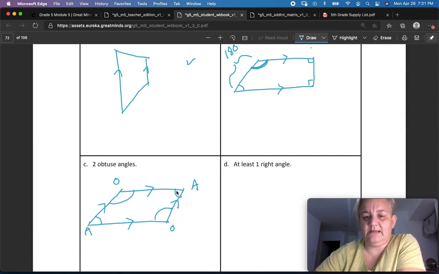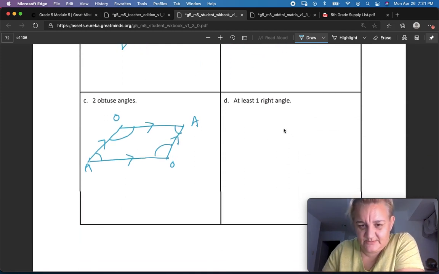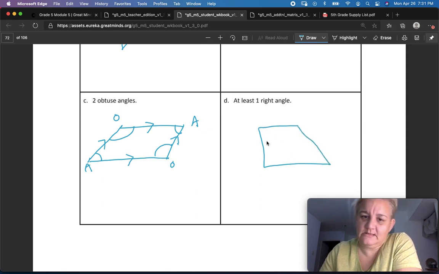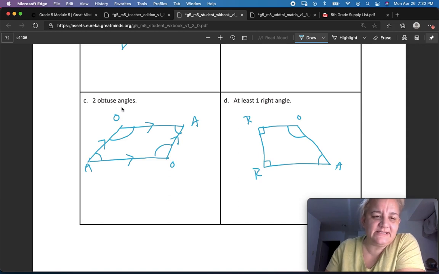Okay. All right, at least one right angle. Well, we already did that in B, so let's see what we can come up with. How about so here's a right angle, at least one, so that means we can have more than one, and there's one. And then here is an obtuse angle, and here is an acute angle. So those are right, obtuse.